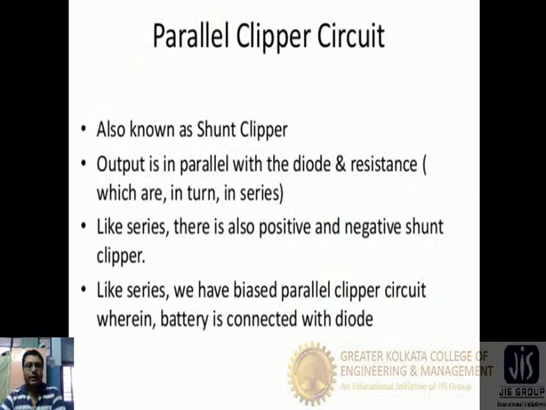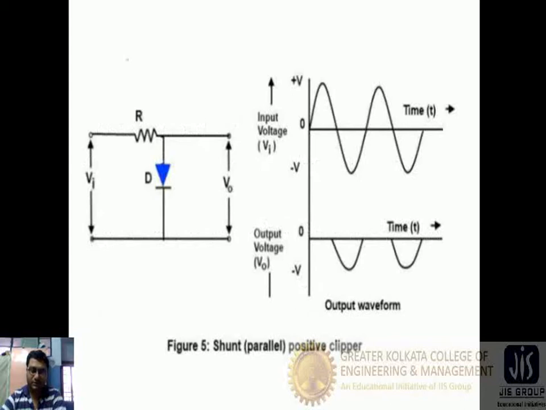Now come the parallel clipper circuits, also known as the shunt clipper. The output is in parallel with the diode, and the resistance and diode are in turn in series. Like series, there are also positive and negative shunt clippers. Like series, we have biased parallel circuits, with batteries connected to the diodes. So let us see the parallel clipping circuits.